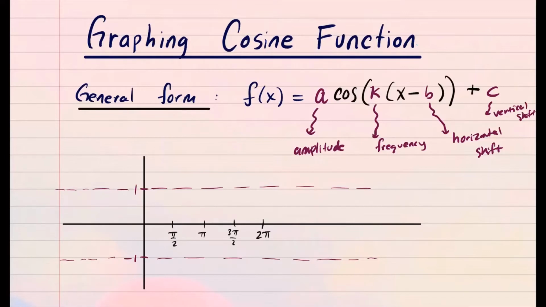So cosine starts at 1. So at 0, cosine is at 1. At pi over 2, cosine is at 0. At pi, cosine is at -1. At 3 pi over 2, cosine is back to 0. At 2 pi, we're back to 1. So that's the graph we get from the unit circle.